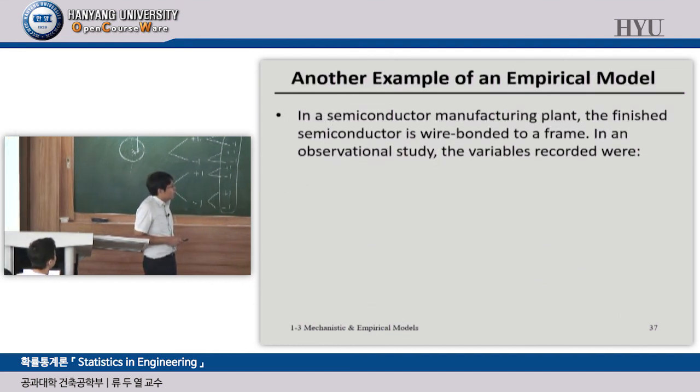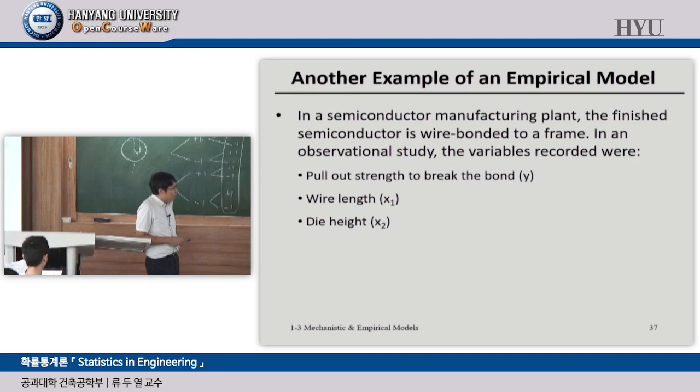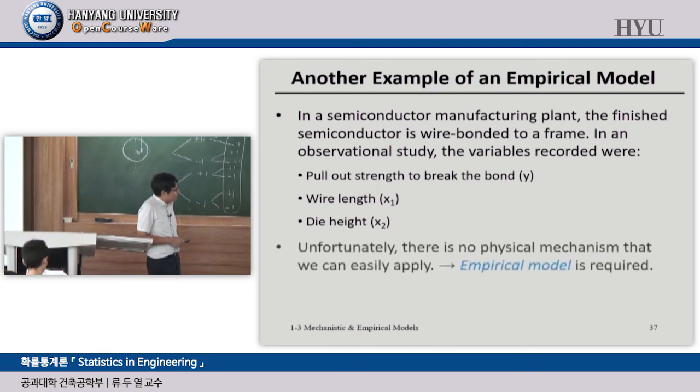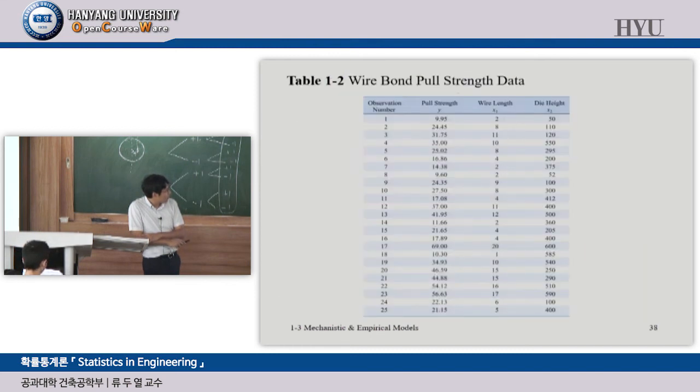And this is a different example. A finished semiconductor is wire bonded to a frame. In an observational study, the variables recorded were the pull-out strength to break the bond, which is called Y, and the wire length, which is called X1, and die height, which is called X2. Unfortunately, there are no physical mechanisms that we can easily apply. So in this case, we have to use the empirical model. And the data recorded are shown on the next slide here.